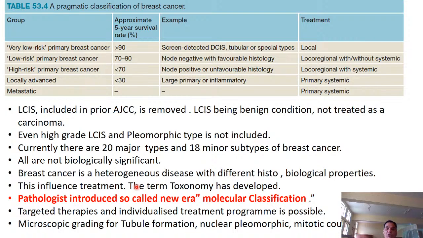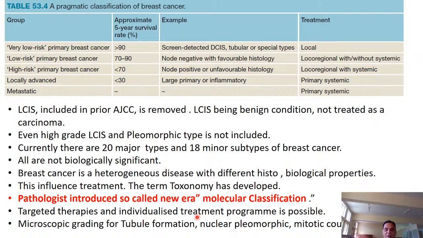What is more important for us in examination and understanding is the pathological classification. The pathological classification of the new era, or today, is called the molecular classification. So we have got so many classifications: clinical classification, pathological classification, age-related, and now comes the molecular classification. You have to remember this, unfortunately. Why is it so important? With this molecular classification, you can plan a targeted and individualized treatment program.